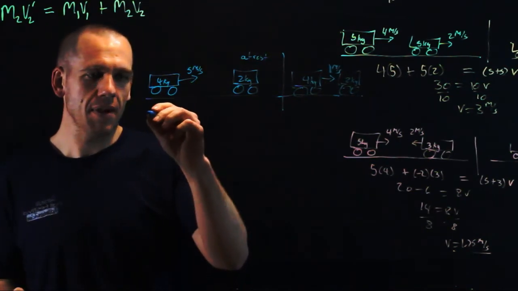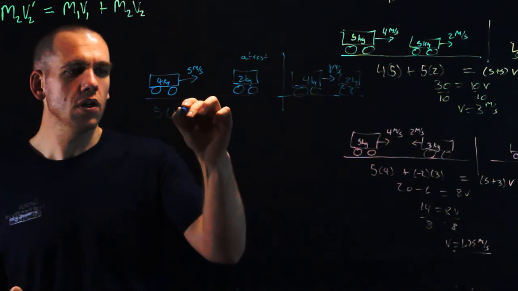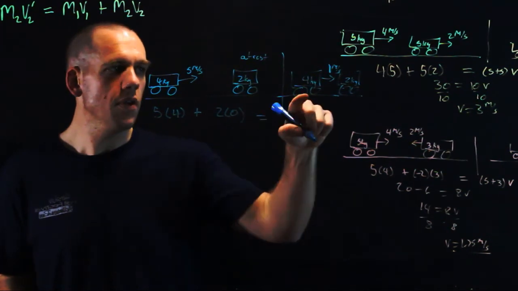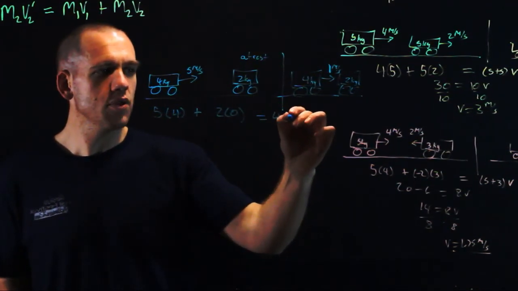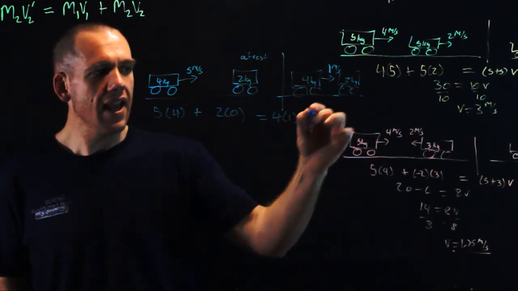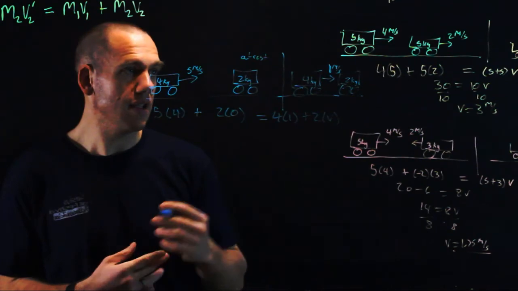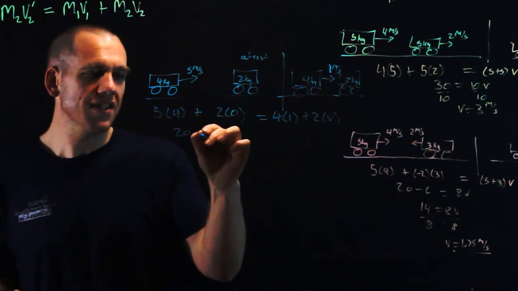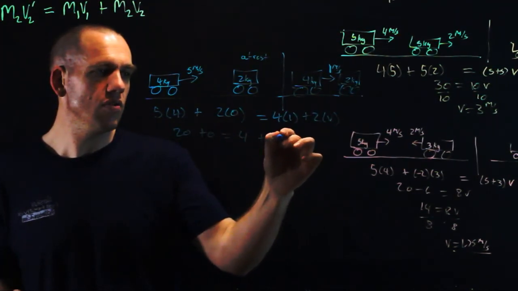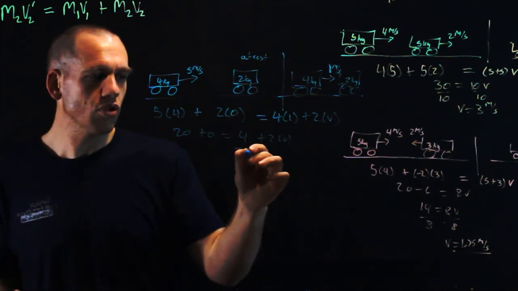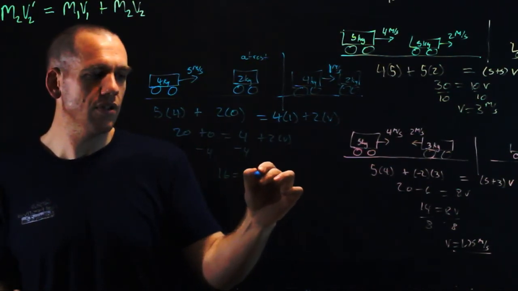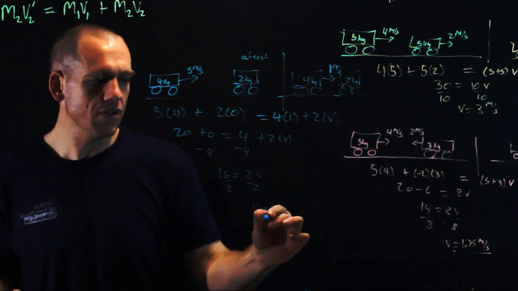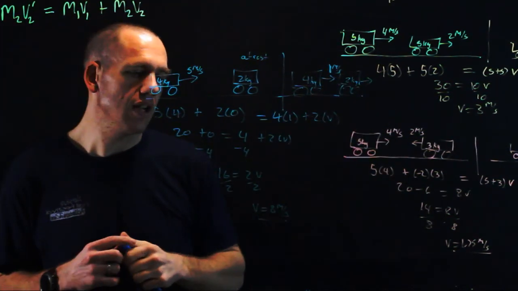So what I can say is my momentum to start with is 5 times 4 plus 2 times 0, which has to equal my momentum at the end, which is 4 times 1 plus 2 times v. And this time I did not keep those two together because they didn't stick, they hit each other, but they didn't stick. So 5 times 4 is 20, plus 0 is equal to 4 plus 2 times v. And so now I can subtract my 4 from both sides and get 16 equals 2v, divide by 2, divide by 2, and I see that that second cart has a velocity of 8 meters per second. So it's moving quite a bit faster in that direction.